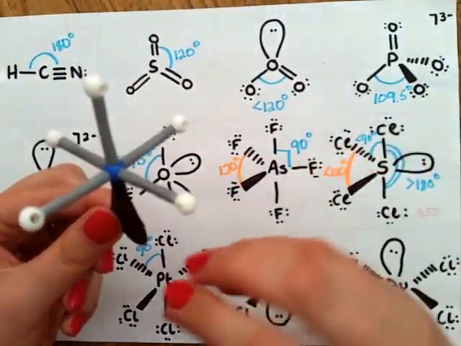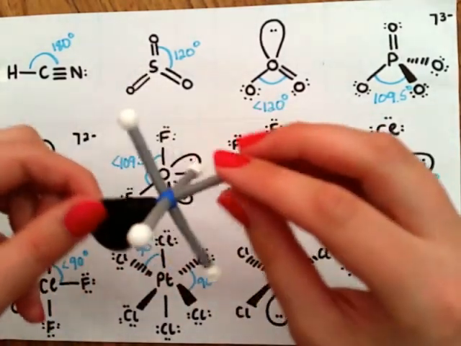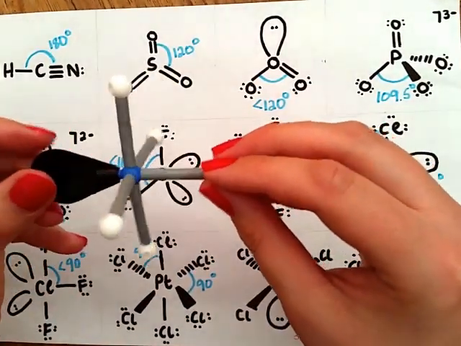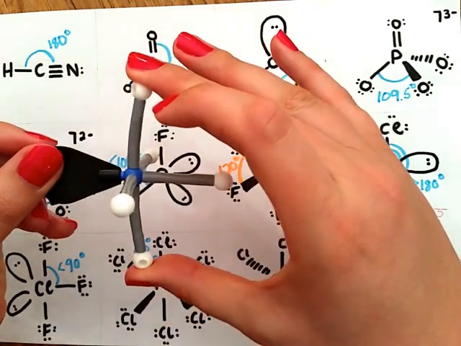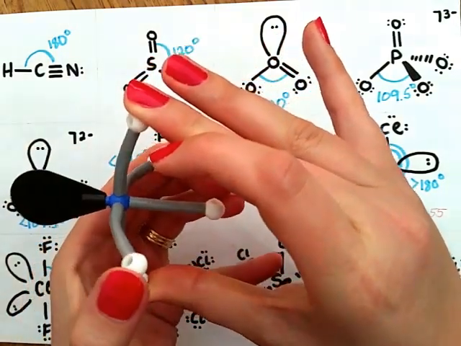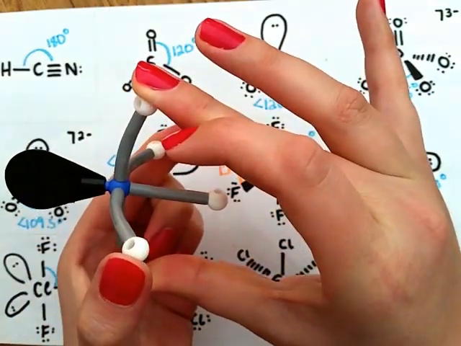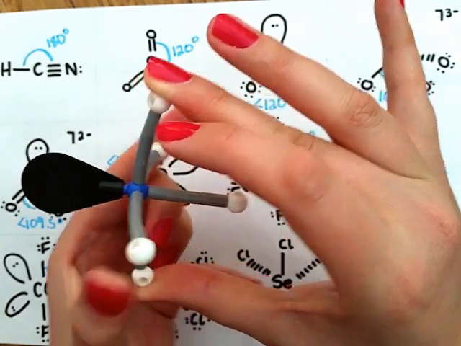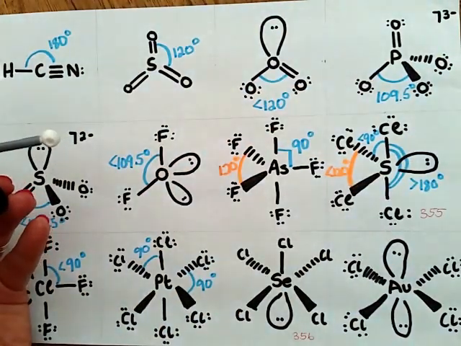But back to the bonding angles, what is the effect of this lone pair? If we move the molecule, have a look, it's pushing those bonding domains away from it. How do we communicate that in the diagram?